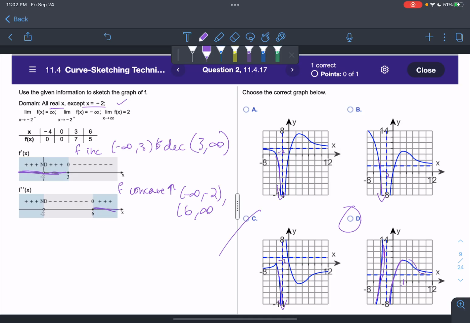And then F is concave up from negative infinity to -2, and 6 to infinity, right? When my derivative is positive, my second derivative is positive. And when my second derivative is negative, I have concave down on my F graph, and that's between -2 and 6. Let's check it one more time for extra practice. We want to be concave up to -2. Yep, you can imagine it being concave up. And then from 6 to infinity, that's right here. So that looks concave up, and everywhere else is concave down. So D's our answer.